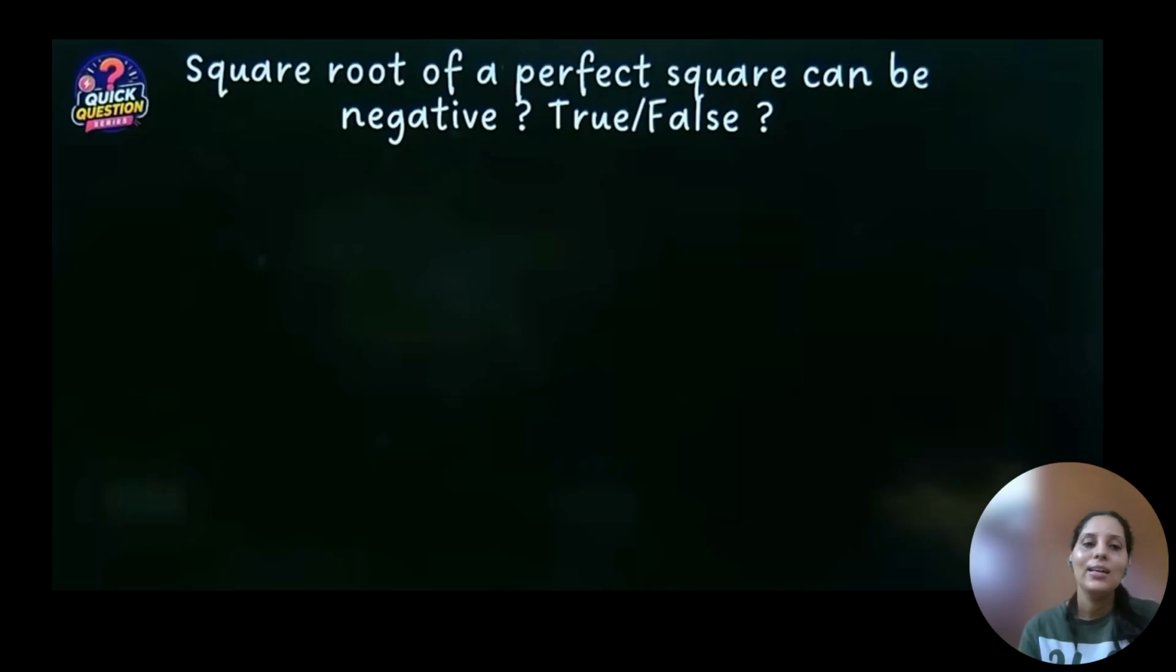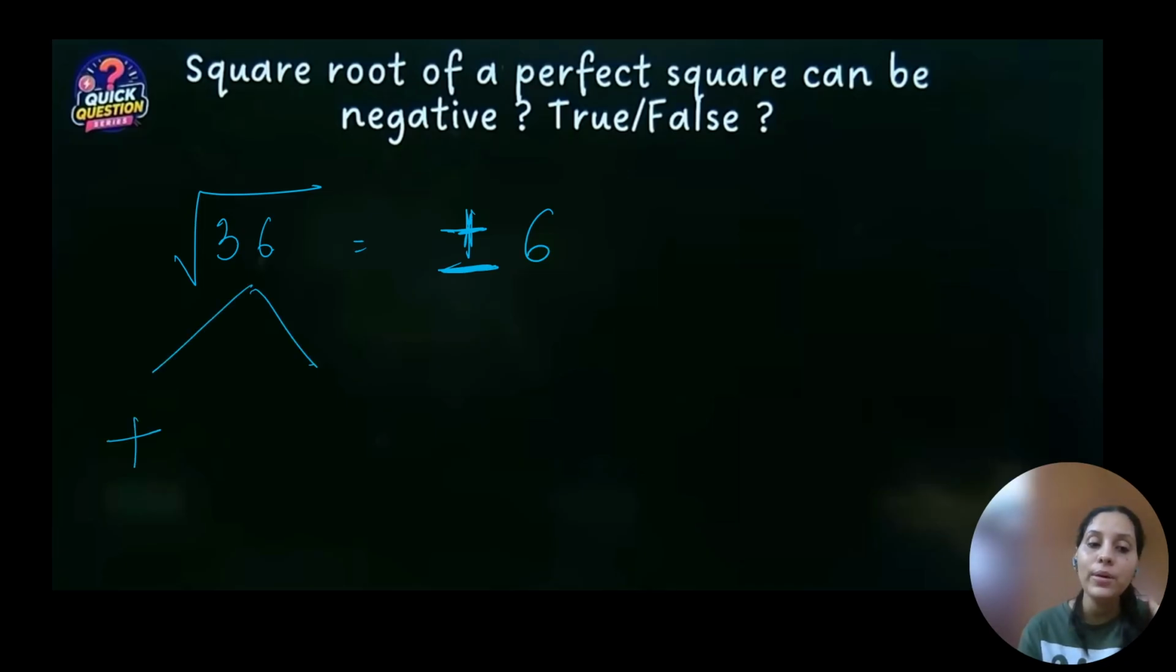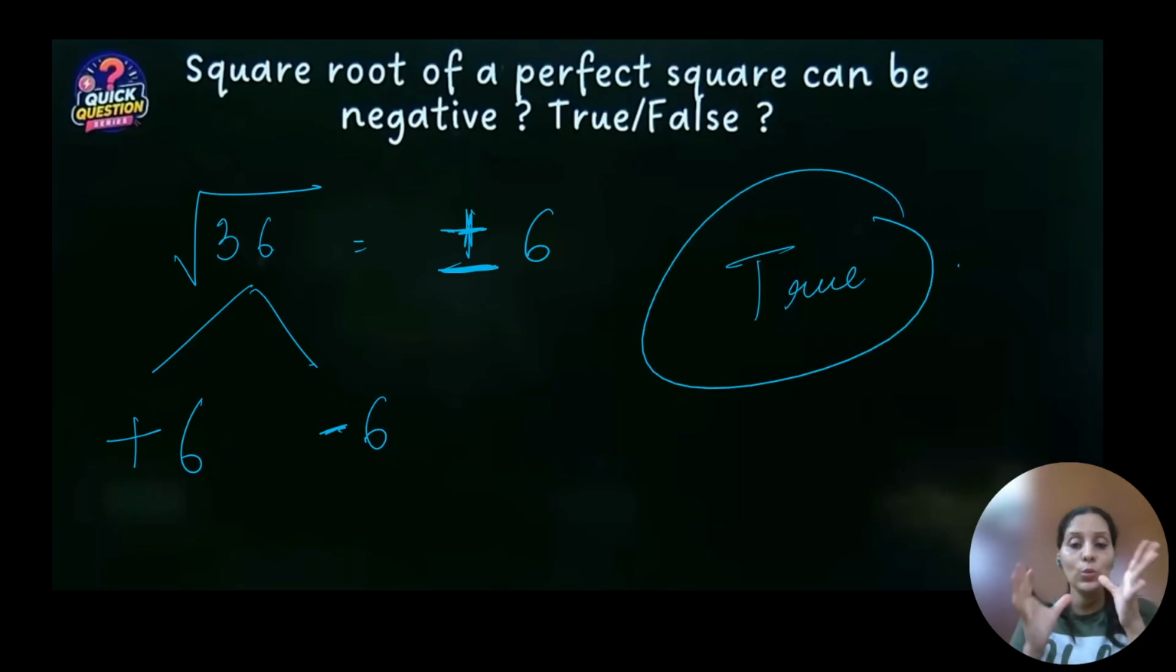Very, very important. Now, square root of a perfect square can be negative, true or false. Okay, so let me take any perfect square, 36. Now, square root. See, whenever I take a square root, it will always take positive and negative values. So, the square root can be plus 6 or minus 6. So, the statement is true. Very, very important. Please take a note of it. The square root of any perfect square can be positive and negative.